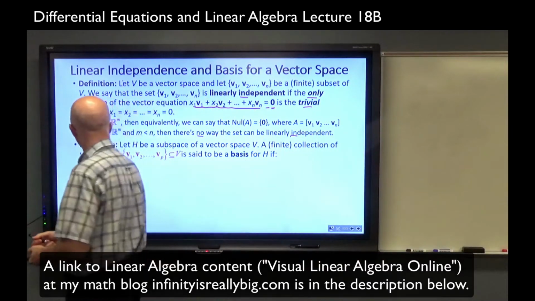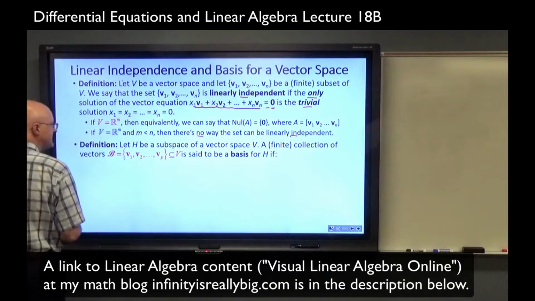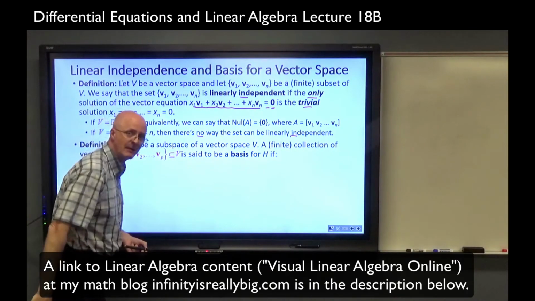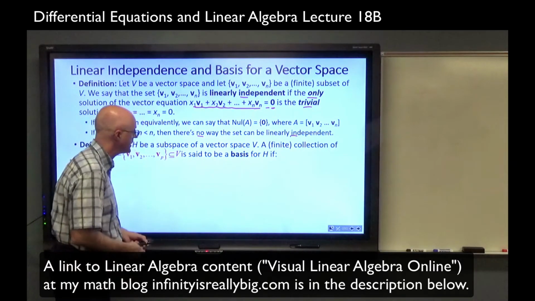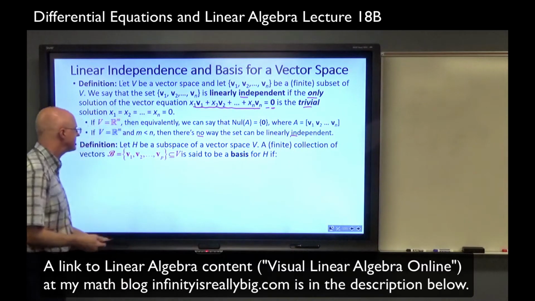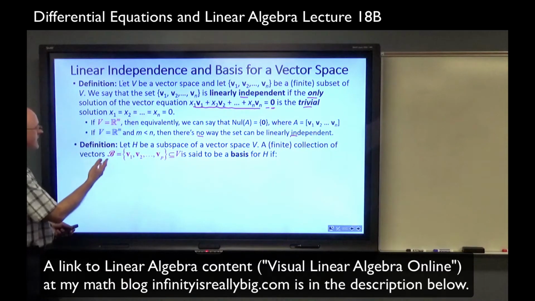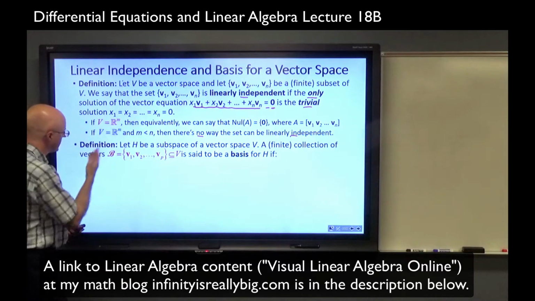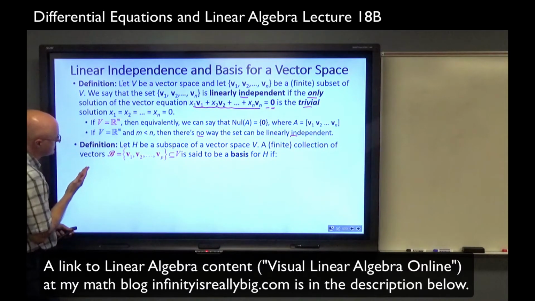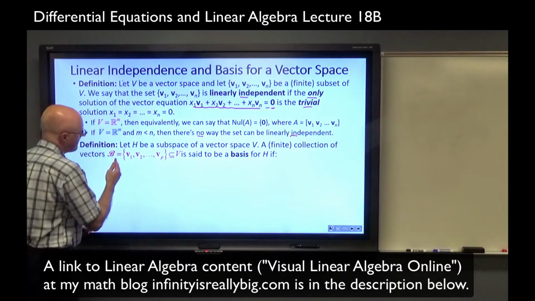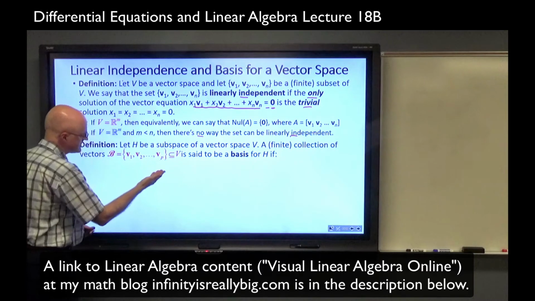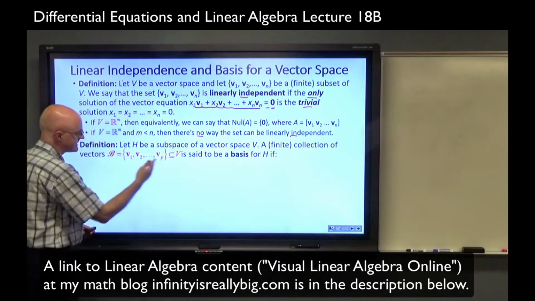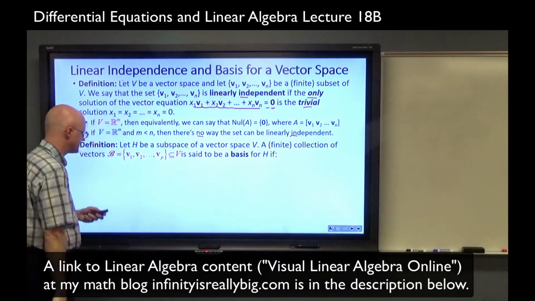A basis for a subspace H of a vector space, which could be the entire vector space itself, by the way, H could equal V, is a finite collection of vectors, which we often denote by a cursive B. It's so pretty for basis. It's just so special. Finite set, p vectors in this case, I could have used n, that's a subset of H. It's a basis if two conditions hold.